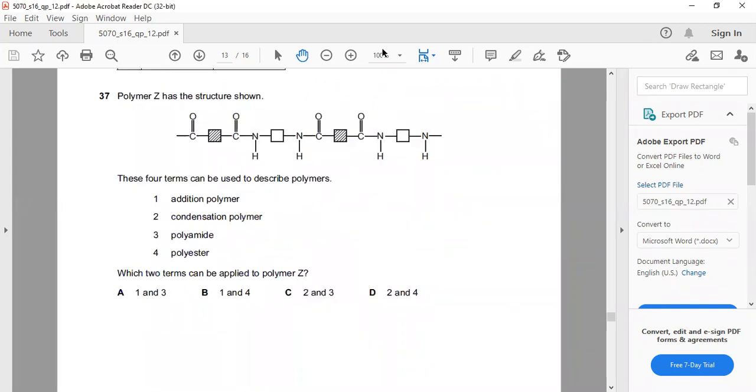Which polymer Z has the structure shown? Do you know this is a condensation polymer? Yes. It's a polyamide, not a polyester. So 2 and 3, C is the answer.